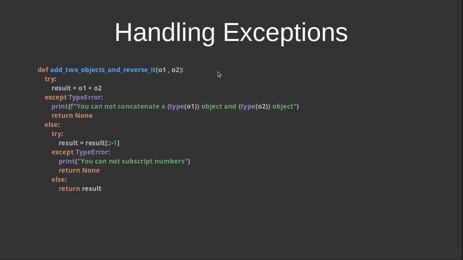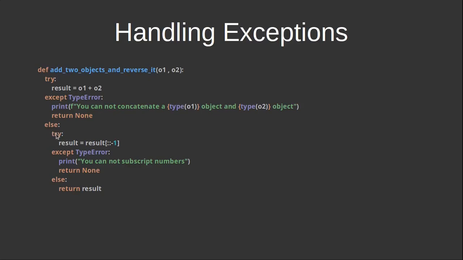So, we will define add2objects and reverse it function, which takes O1 and O2, but we will implement try and except blocks. In the try block, we will try to add O1 and O2 and assign to result. If it raises a type error exception, print you cannot concatenate a type O1 object and a type O2 object and return none.